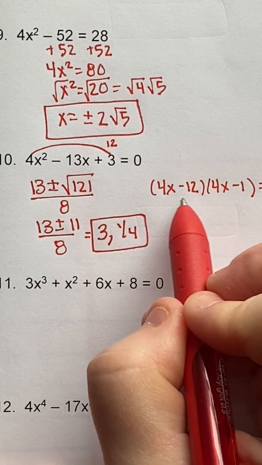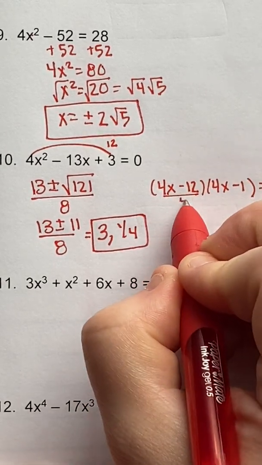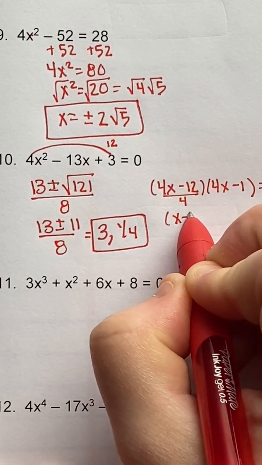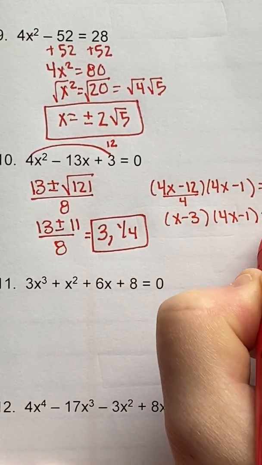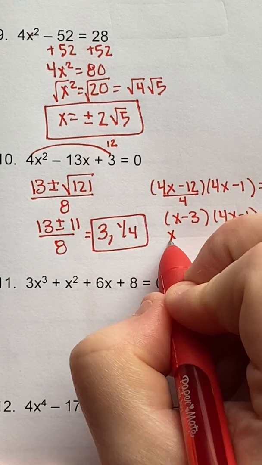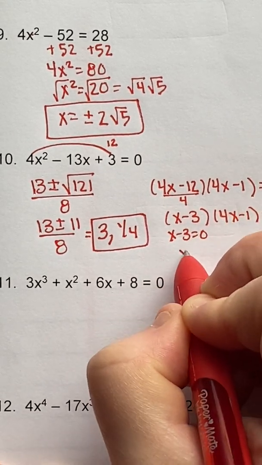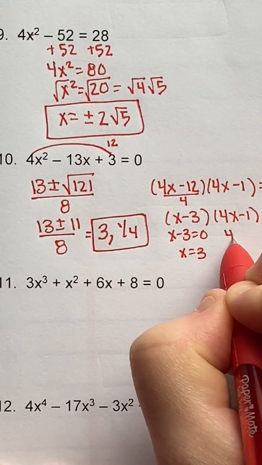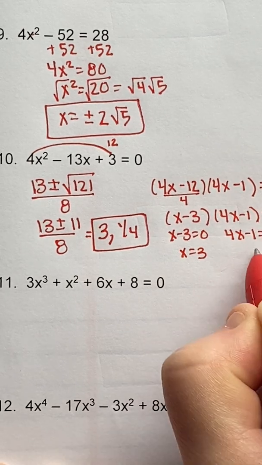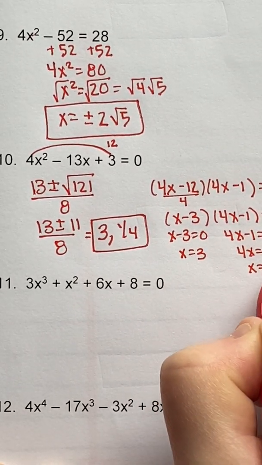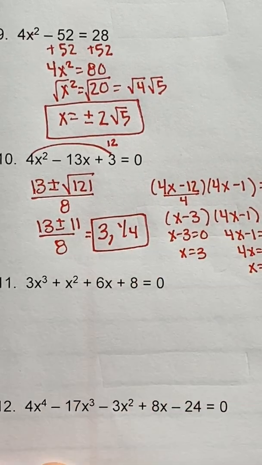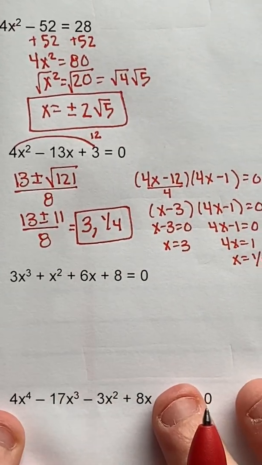All right, then I'll look at this first one, and what can I take out? I can divide everything by 4. When I divide everything by 4, that becomes x minus 3. This other one stays, 4x minus 1. So to solve this, I take x minus 3, set it equal to 0, add 3, x equals 3. This one, 4x minus 1 equals 0. I'm going to add 1, so 4x equals 1, and then divide by 4, so x equals 1/4. Same 2 solutions as if I would have done it with the quadratic formula.